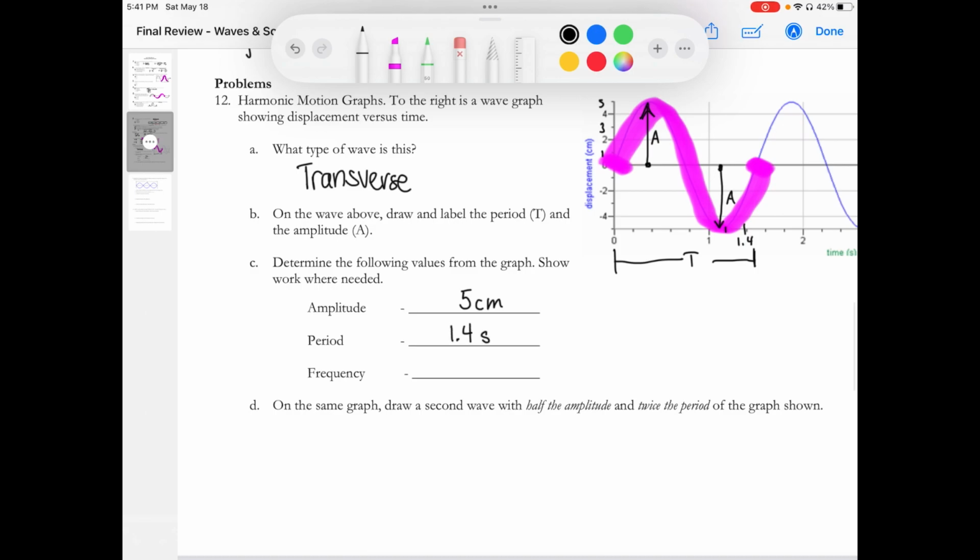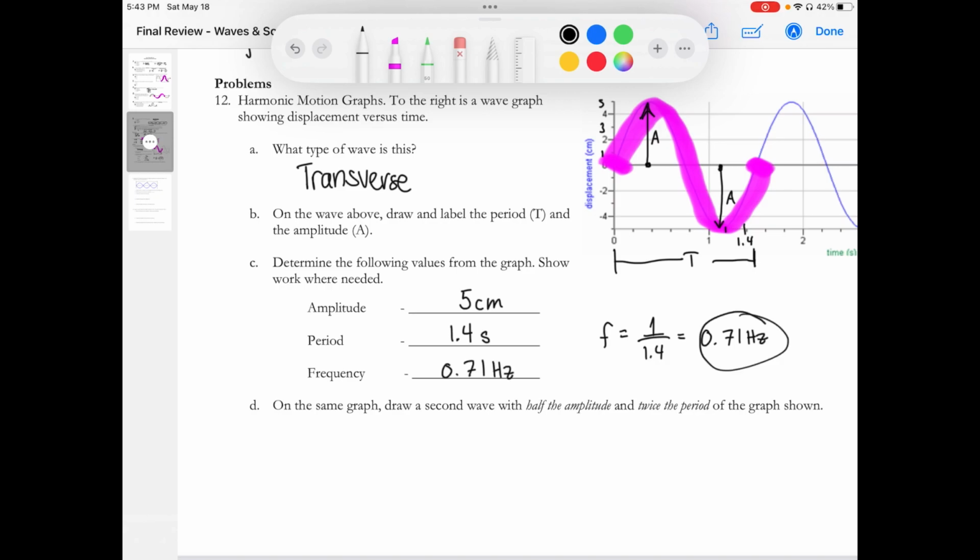but if you got a little higher or a little lower, I'm totally fine with that. You can't directly get frequency from this graph. Frequency is the inverse of time period. So if you knew the time period was 1.4, 1 divided by 1.4 is 0.71 hertz.